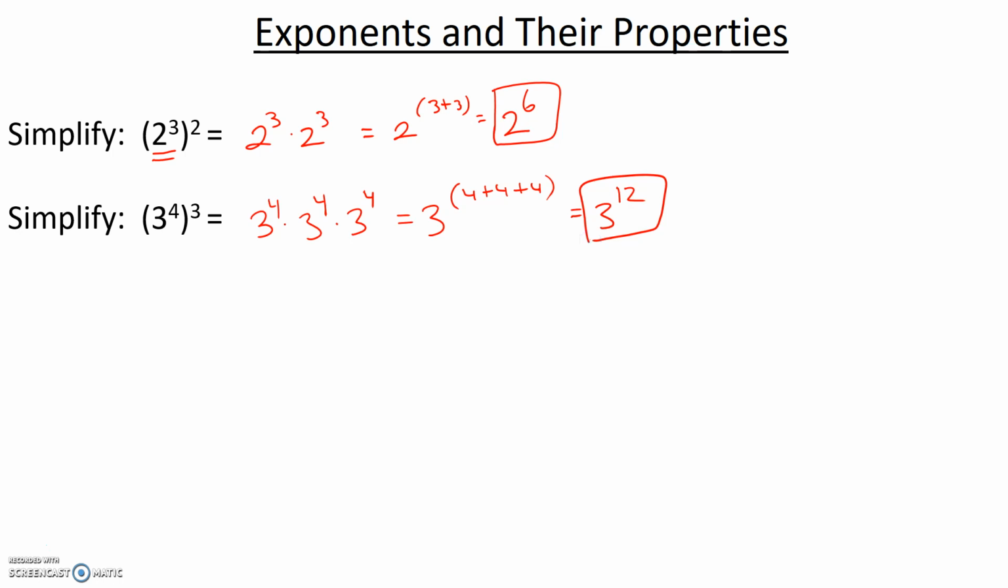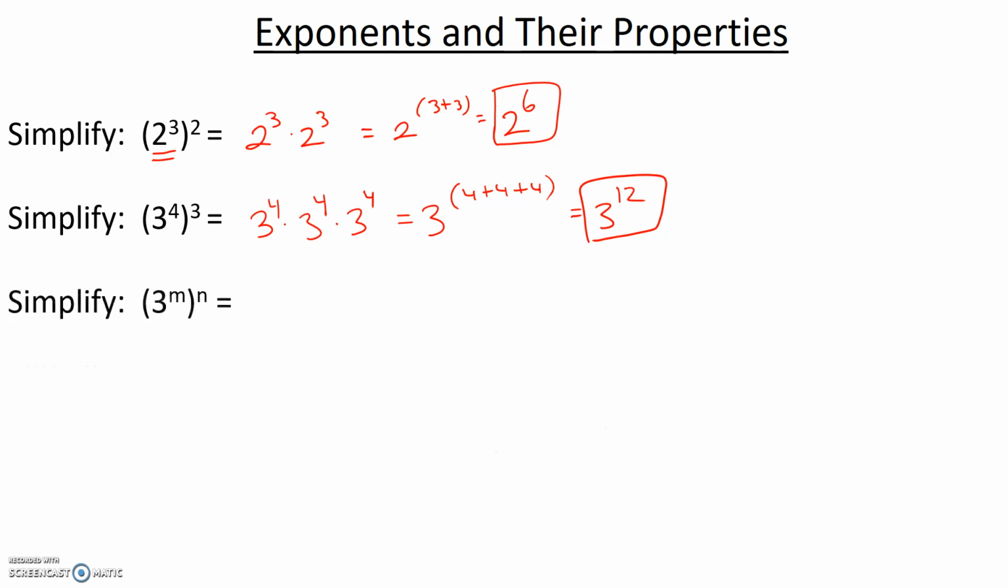What's happening here is we're taking this power and this base and multiplying it by itself 2 times or 3 times, which leads us to adding 3 twice. Here we add 4 3 times. Repeated addition is the same as multiplication. So to take a shortcut, we can just multiply 3 and 2. We can multiply 4 and 3.